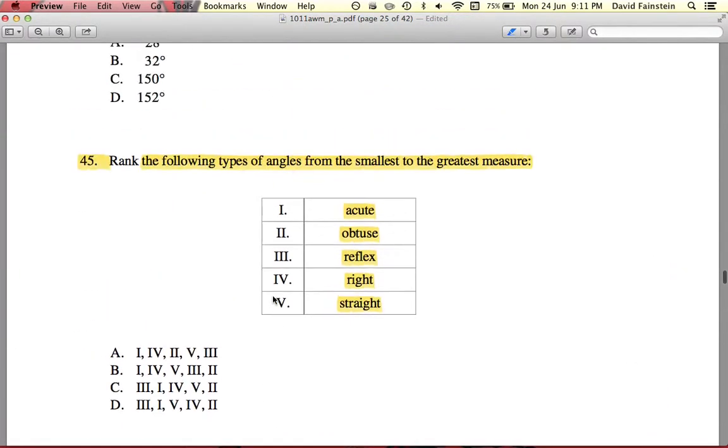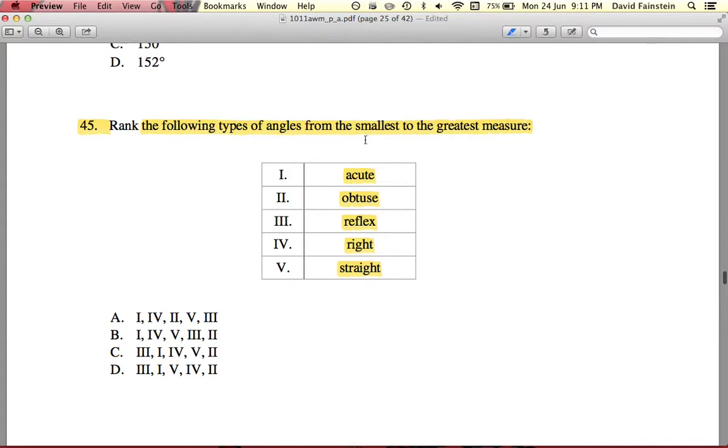Okay, so those are some pretty key things to think about here. Let's just take a quick look. Rank the following types of angles from smallest to greatest measure. Okay, well, let's see. This one starts with a 1, that one starts with a 1, that one starts with a 3. That one starts with a 3. So 1 is acute, 3 is reflex. Reflex is really big. Acute's really small.